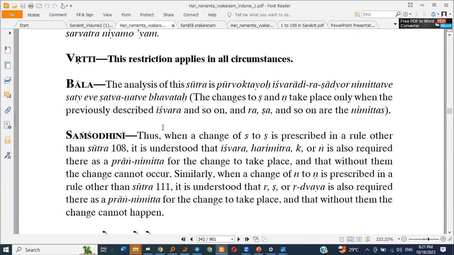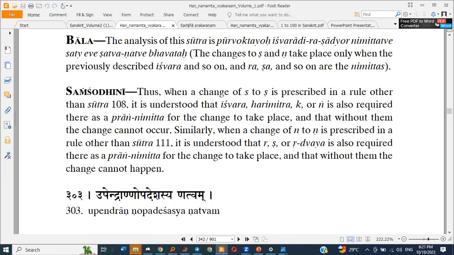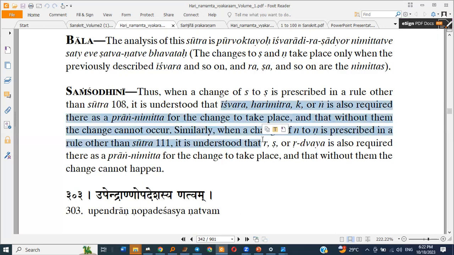So see, Sankshodhani explains here, thus when a change of Sa to Sha is prescribed in a rule other than Sutra 108, it is understood that Ishvara Harimitra Kavarana is also required there as the Purva Nimitta for the change to take place, and that without them the change can't occur. Similarly, whenever there is a description of changing Sa into Sha or Na into Na, we have to take care of all those prerequisites mentioned in the previous sutras.